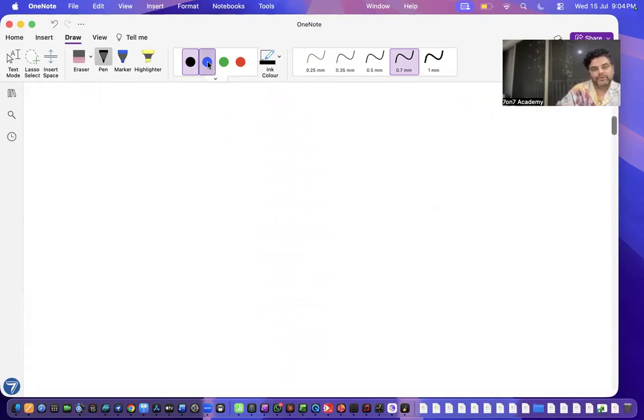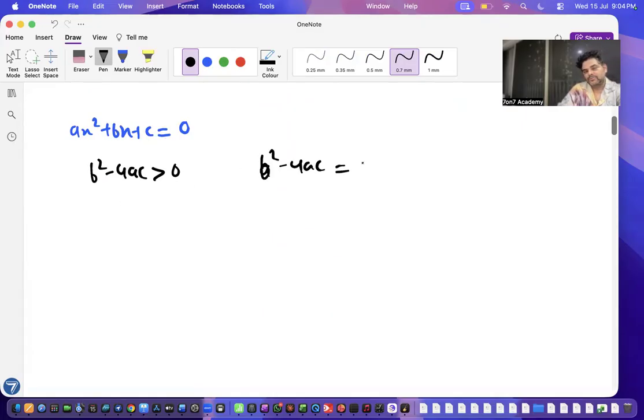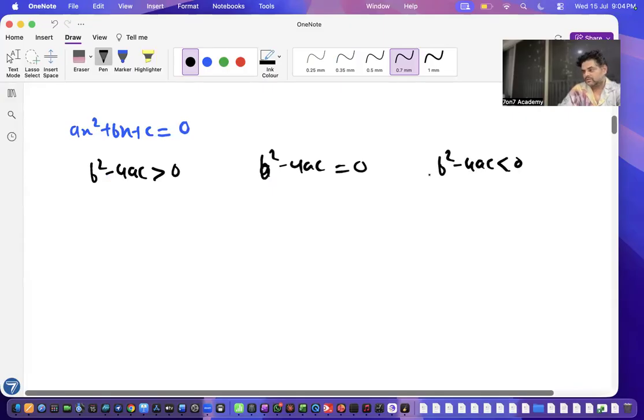Now moving ahead, you know inequality. If any equation is given, ax square plus bx plus c is equal to 0, and I ask what the constraint is to have two distinct roots, then you'll say b square minus 4ac has to be positive. If I ask the constraint to get one root, then b square minus 4ac has to be 0. If I ask for no real roots, then b square minus 4ac is less than 0. This is called the discriminant.